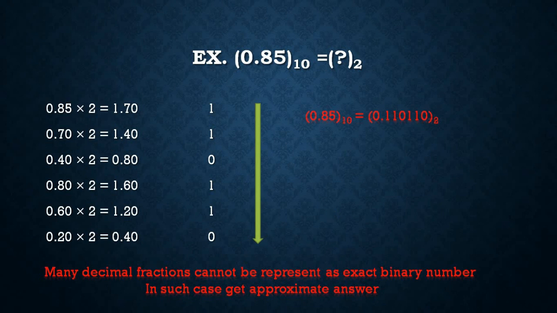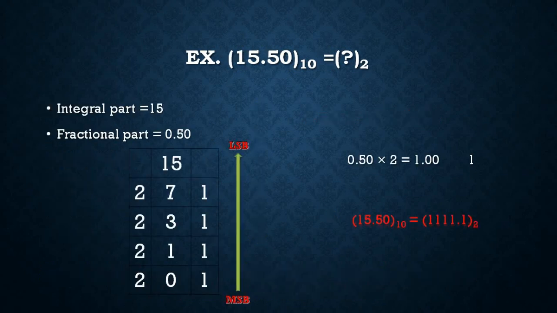We take the next example, but here we consider a number with both an integral as well as a fractional part in decimal form. So we consider one example, 15.50 to the base 10. Here we first separate the integral part and the fractional part. We write the integral part as 15 and the fractional part as 0.50. For the integral part we make division by 2, and for the fractional part we make multiplication by 2.